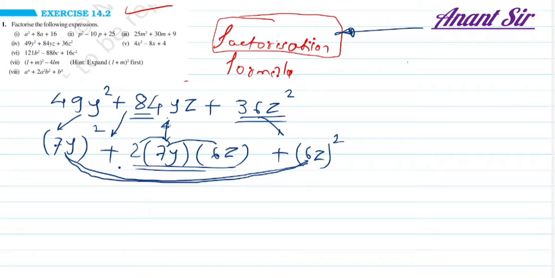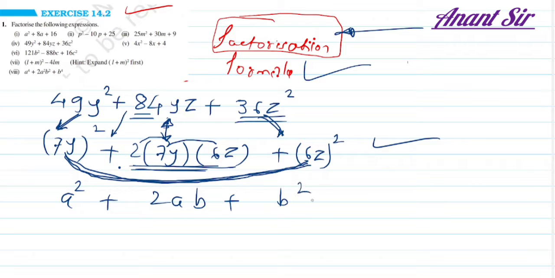We can use the formula method only when we get terms like this. That is, the first term is a perfect square, the third term is a perfect square, and when we multiply these two terms by 2, we get the middle term. If the question is like this, then only we can use the formula a square plus 2ab plus b square is a plus b whole square. Otherwise, we have to do the factorization method. We are going to do that method also later on. So now, in this question, we can use this formula.